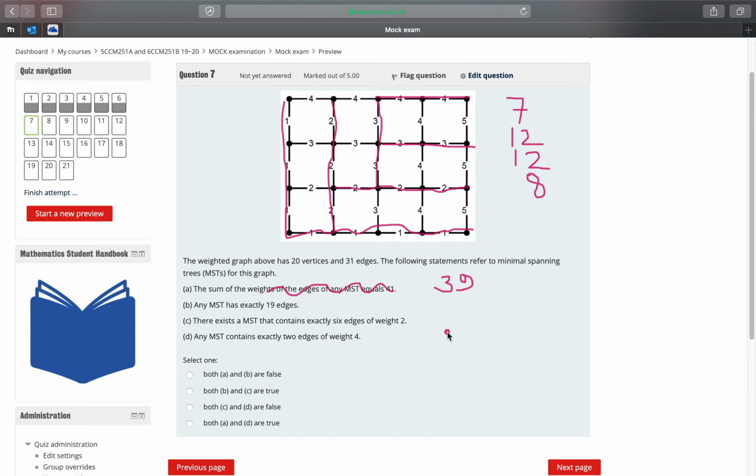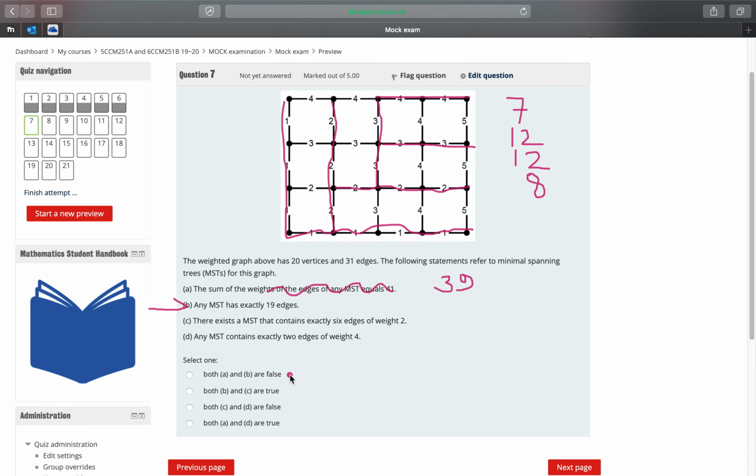We're on our way to finding the correct answer. Any minimum spanning tree has 19 edges. Well, that must be true because there are 20 vertices, 4 rows of 5, or 5 columns, 20 vertices. So any tree must have n-1 edges, 19 edges. So B is certainly correct. So we now know that A is false and B is true.